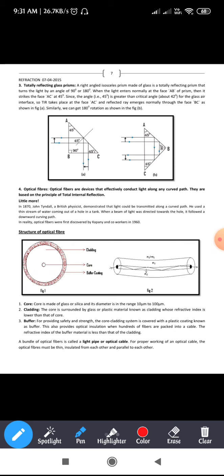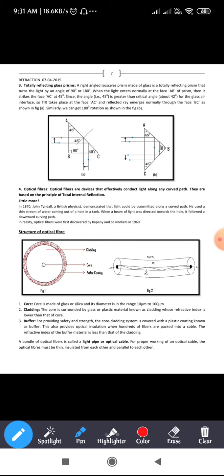Coming to the structure of optical fiber, it consists of a core. The core is made up of glass or silica, and its diameter is in the range of 10 micrometer to 100 micrometer. As you can see, the core is at the center, made up of glass or silica.